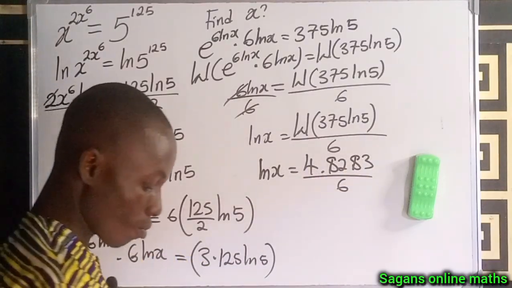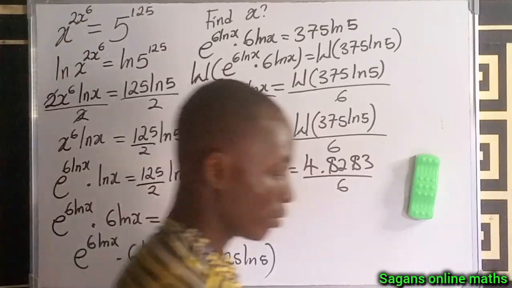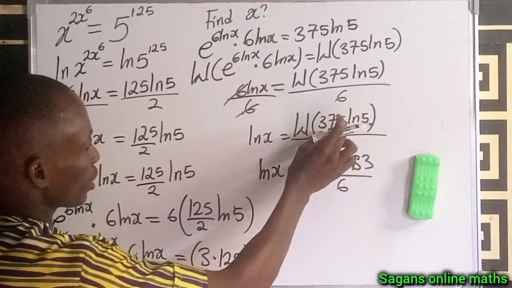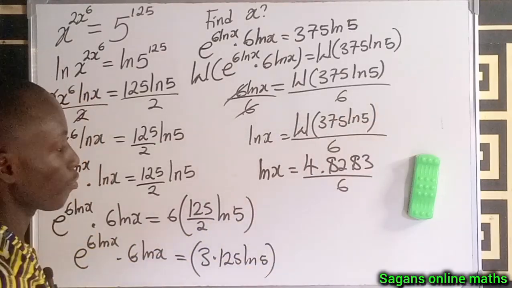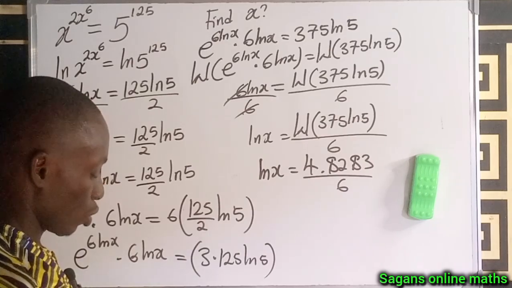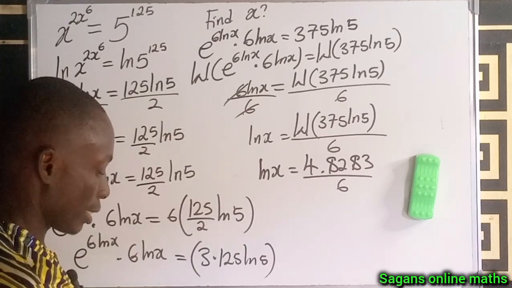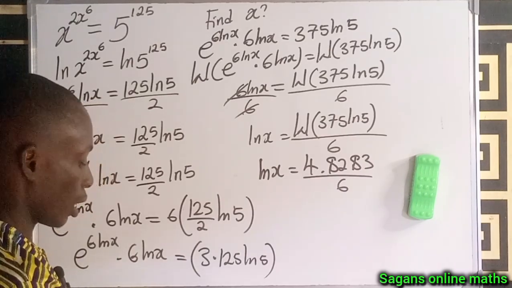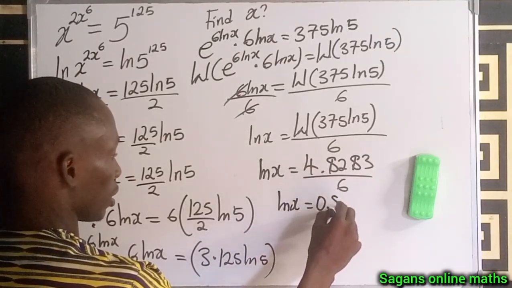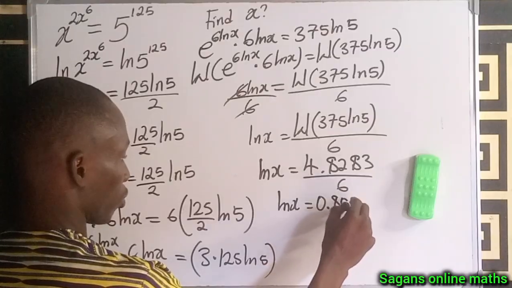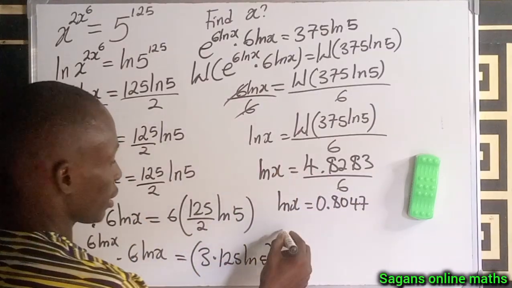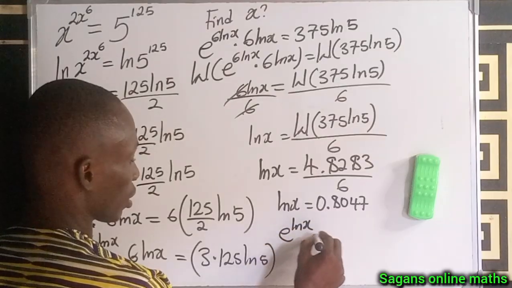Then, all right. Now at this point, let's divide. Remember that the lambda derivative function of 375 ln 5 just gives us 4.8283. So 4.8283 divided by 6. I have that ln x is equal to 0.8047.